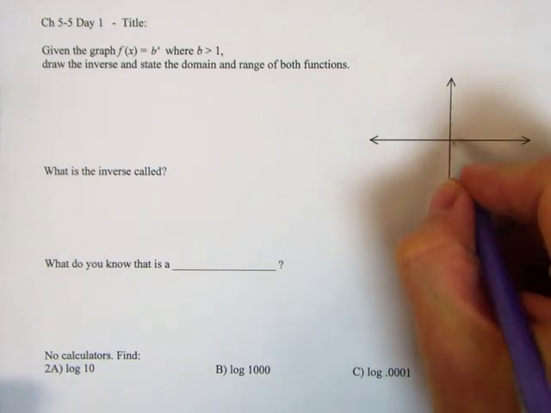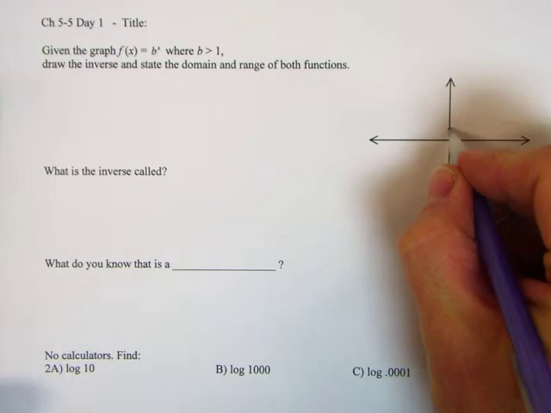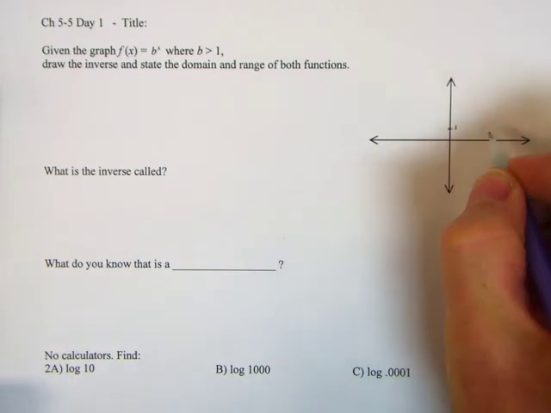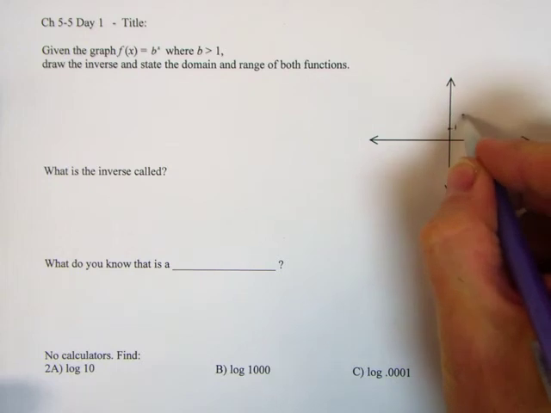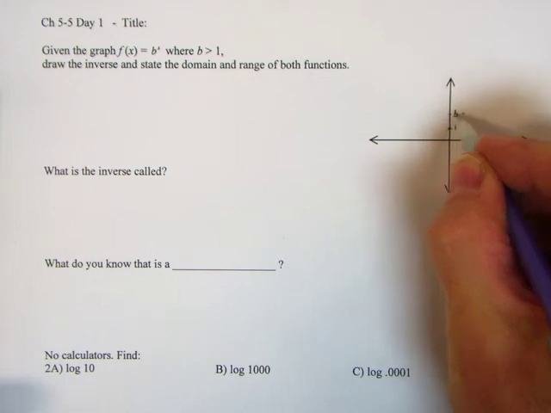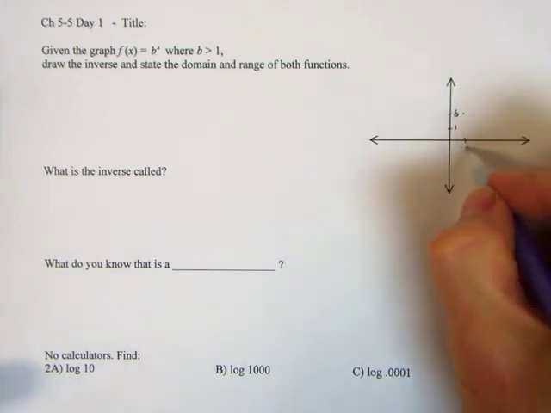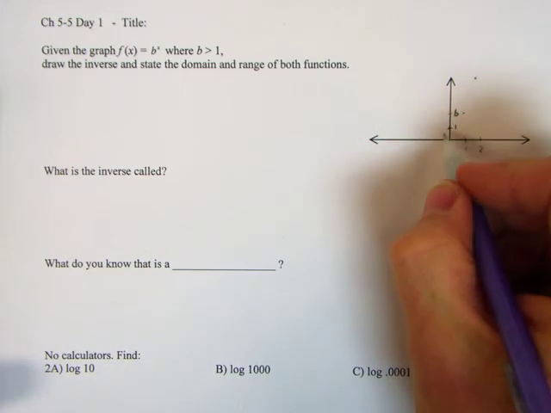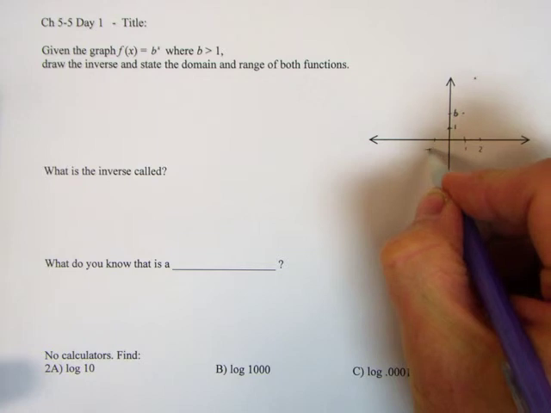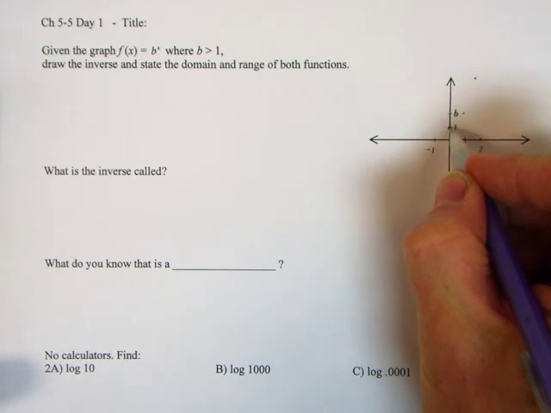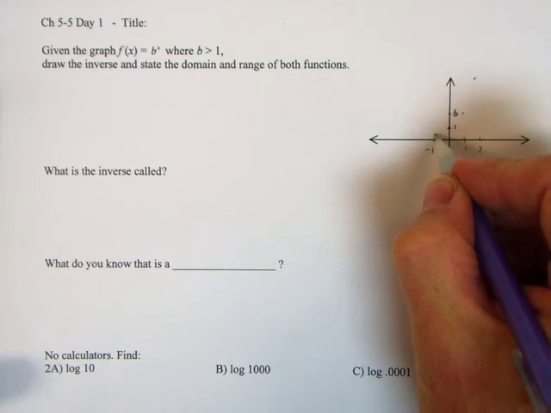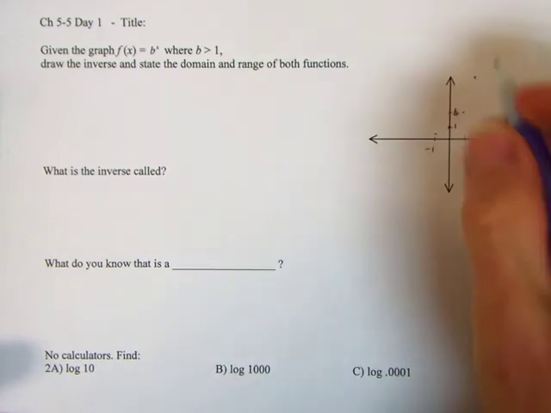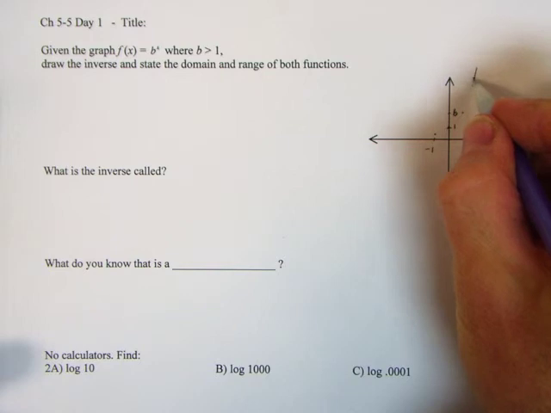Alright, so if we have b to the 0, we have 1. We have b to the first power. We don't know exactly what b is, but we'll just call that b. If we have b to the second power, that's going to be b squared. And if we have b to the negative 1, that's the same as 1 over b. And if b is greater than 1, 1 over b will be less than 1. So our graph looks something like this. Our points there, and we can connect them.